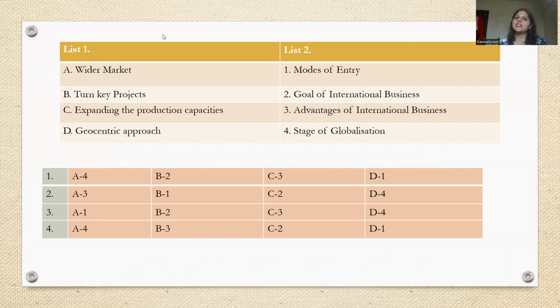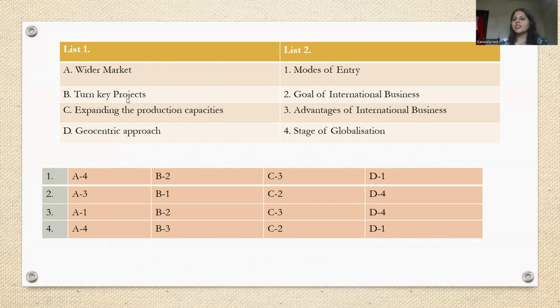Okay, now this is from business environment and international business. Match the column. Again, I'm not given any column heading. A is wider market. B is turnkey projects. C is expanding the production capacities. D is geocentric approach. First in the list are modes of entry, goals of international business, advantages of international business, and stages of globalization. Now quickly look at this. Now see, this is actually a combination, a mixture of so many topics together.